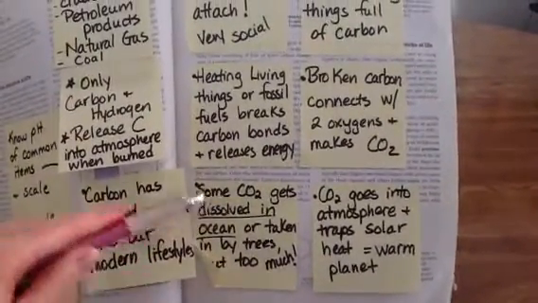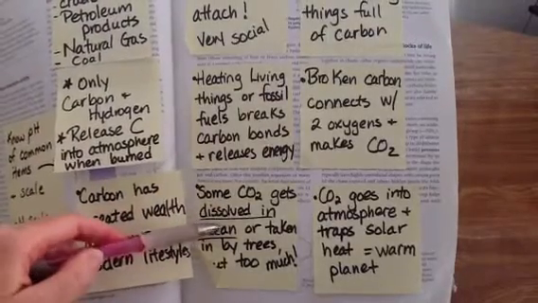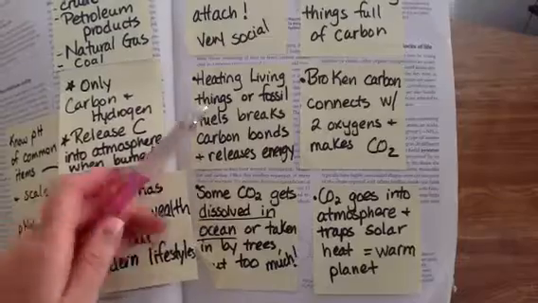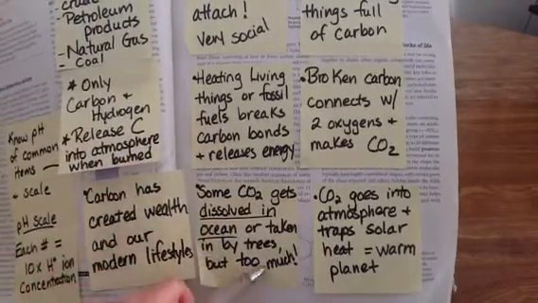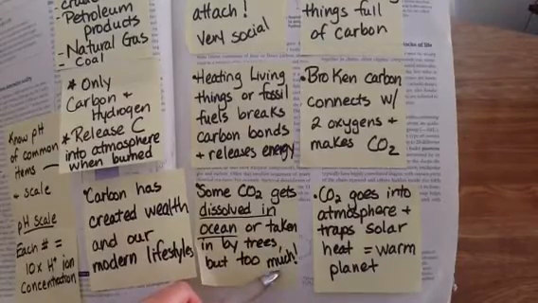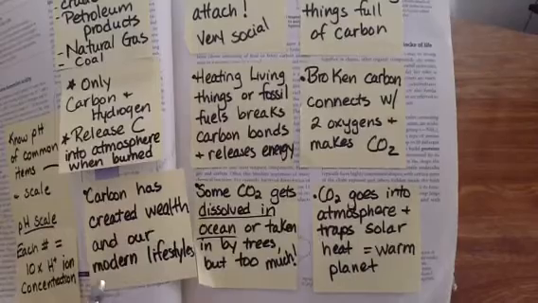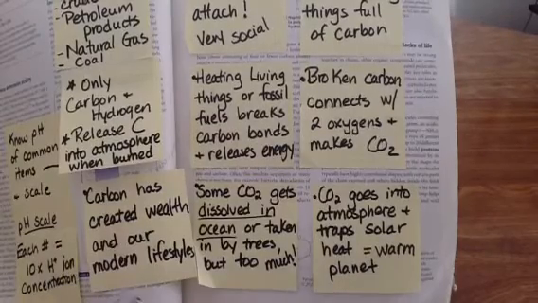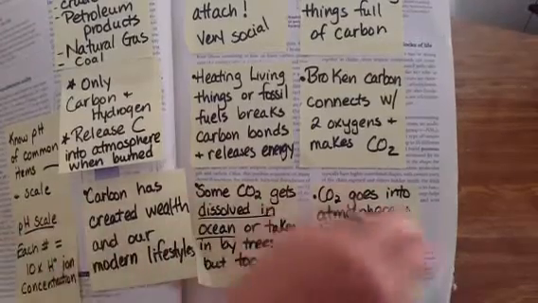So some CO2 gets dissolved in the oceans, which we're going to talk about. That's a problem because it's making the oceans acidic. We'll talk about that later. Some is taken in by trees, which is good, but there's too much of this carbon dioxide. And so most of it goes into the atmosphere and traps solar heat, which equals a warm planet. And that's the basics of global warming.